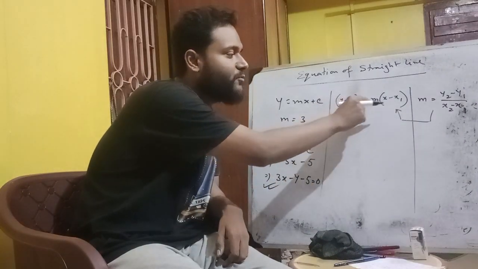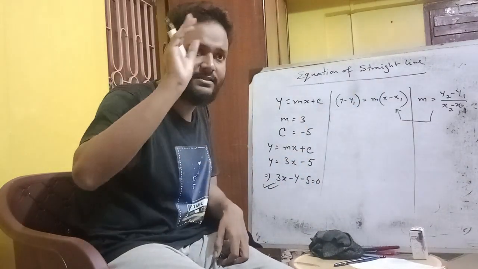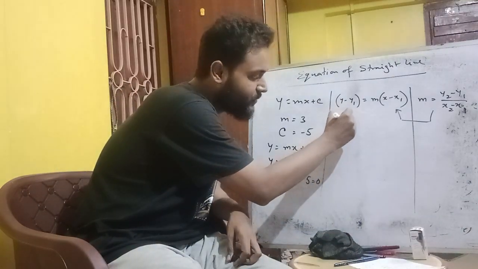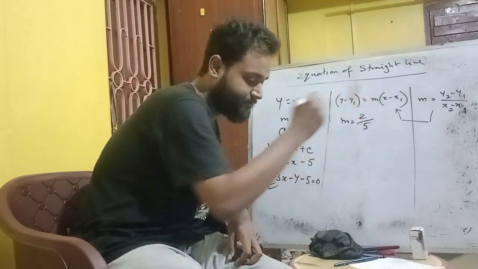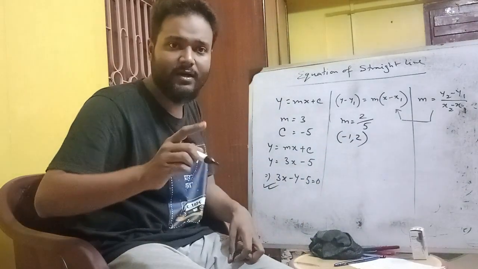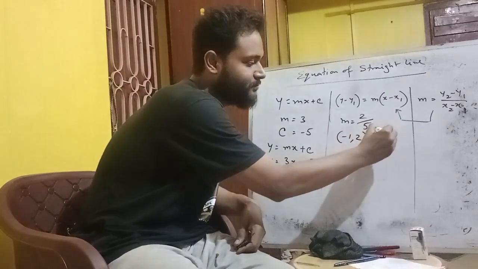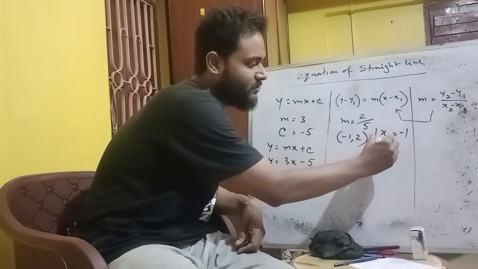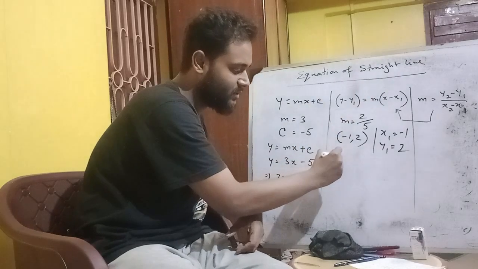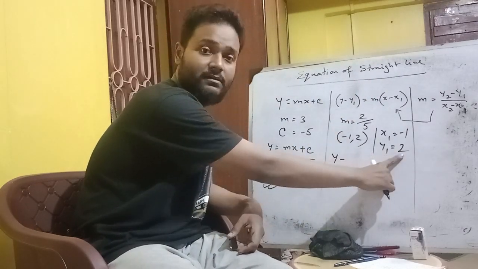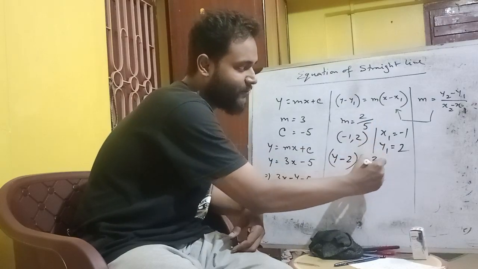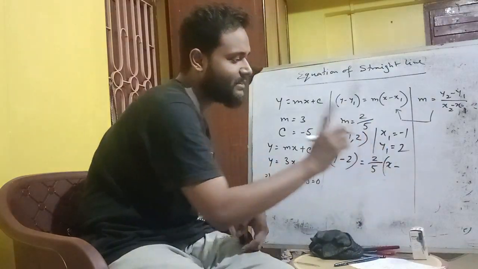Next, the slope will be given and the straight line will be passing through a point. So let's say the slope is given as 2 by 5 and the straight line is passing through minus 1, 2, that is x1 will be minus 1, y1 will be 2. So what was the equation? That is y minus y1 equals slope 2 by 5, times x minus x1.